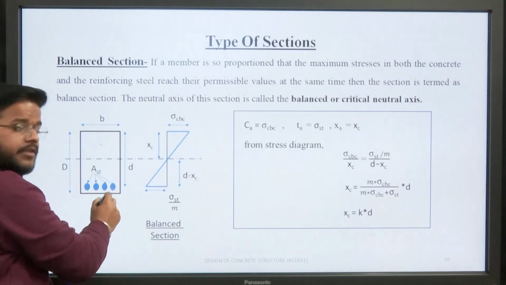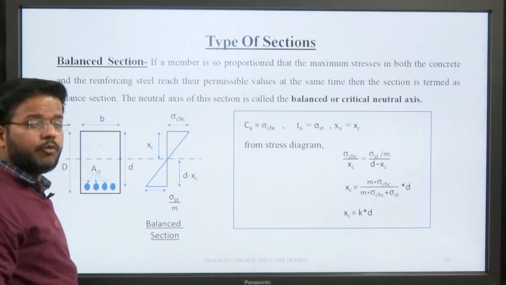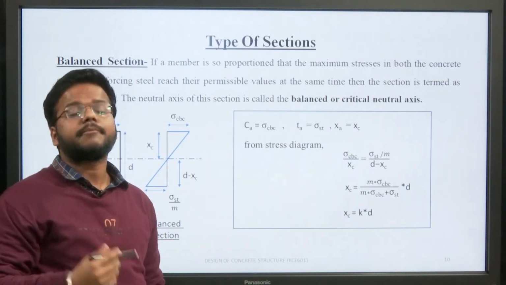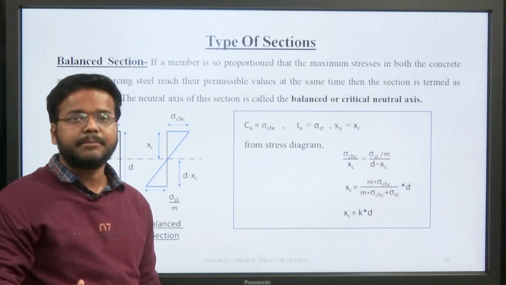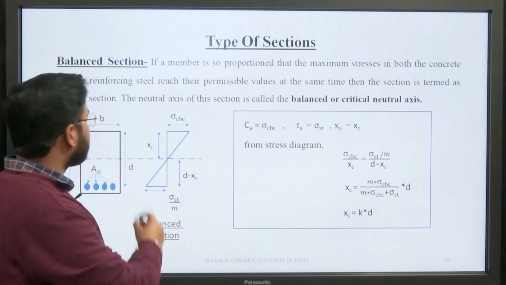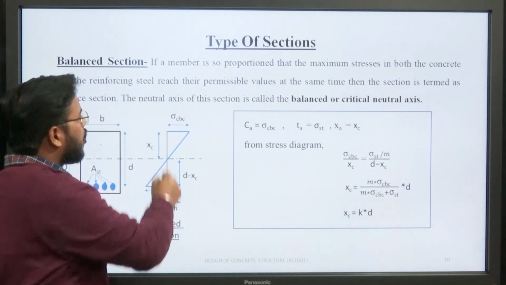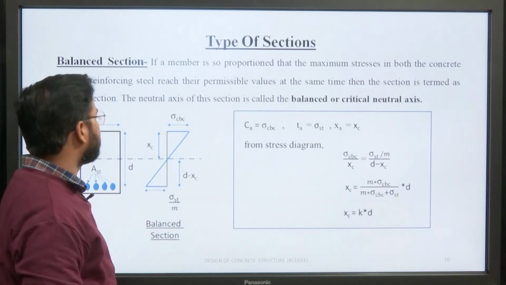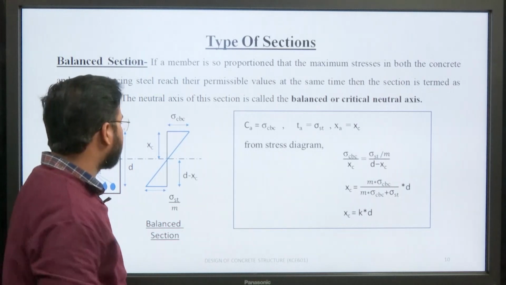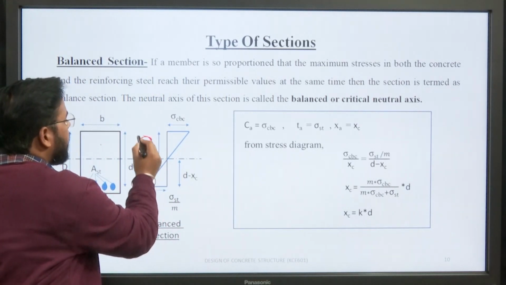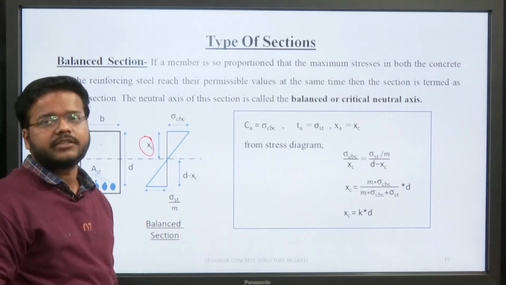It means the maximum permissible stress in concrete as well as the maximum permissible stress in steel, both values are reaching their maximum limit at the same time, then you can say that this is a balanced type of section. And the position of the neutral axis of the balanced section is referred to as the critical neutral axis. That's why it is represented as xc, where c represents critical.